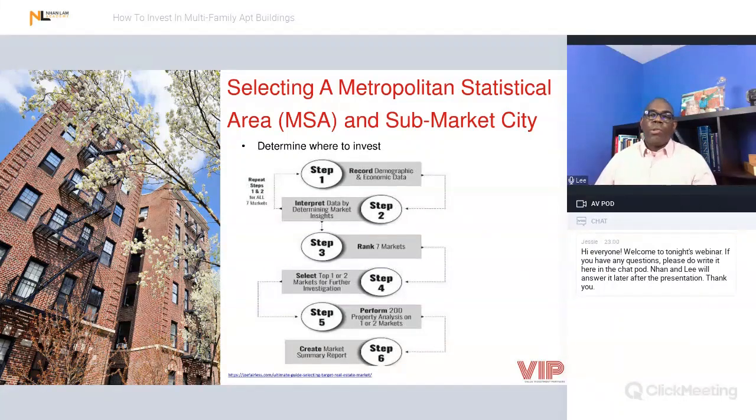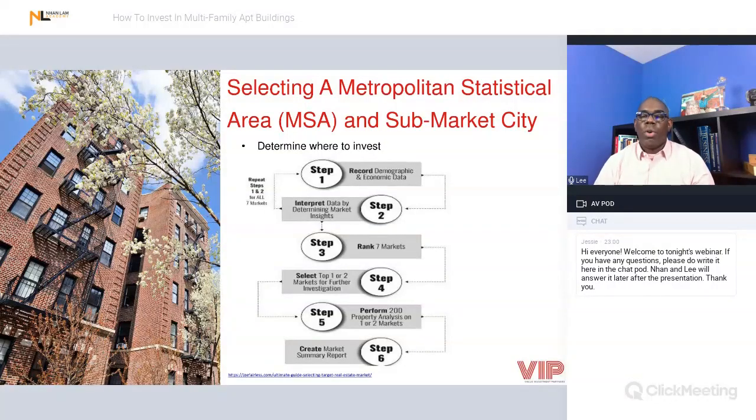Now, the first thing that I mentioned to you is you have to select an area, right? And there's all kinds of MSAs all around the United States of America. And it's the same thing if you're going to be investing abroad, right? The first thing that you have to do is select your MSA. And then within that MSA, you're going to have a submarket city that's attractive to you.